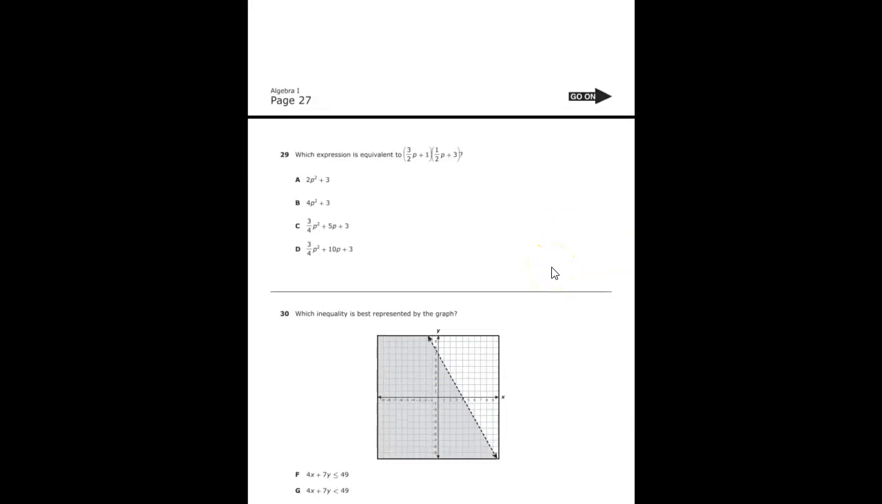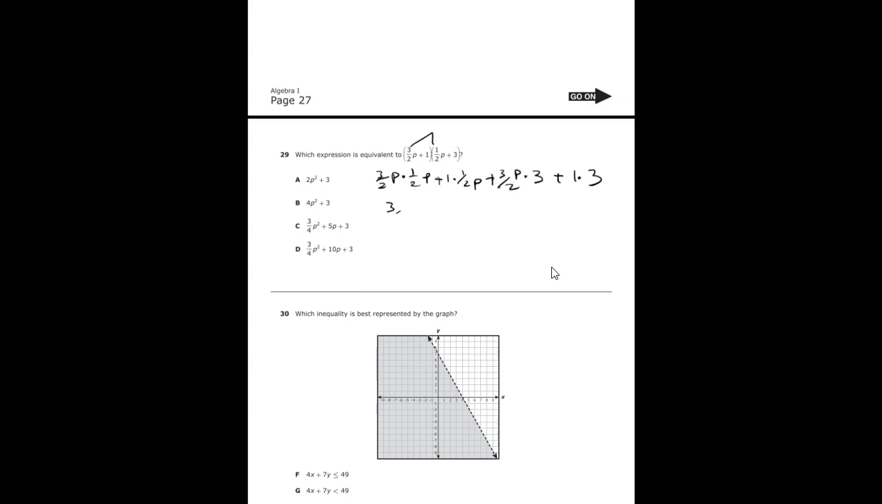29. Which expression is equivalent to 3 over 2p plus 1, 1/2 p plus 3? We can just do FOIL in here. So this is going to be 3 over 2p multiplied by 1 over 2p. And then this is the first. Then your inner is plus 1 multiplied by half p plus 3 over 2, plus 3 over 2p multiplied by 3, and then plus 1 multiplied by 3.